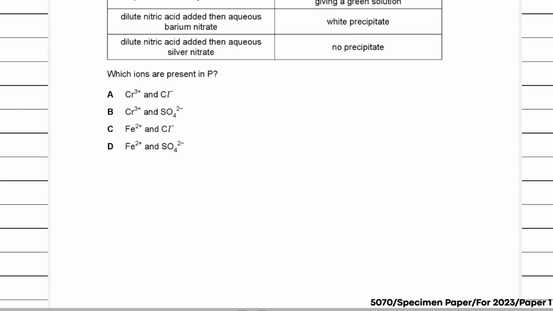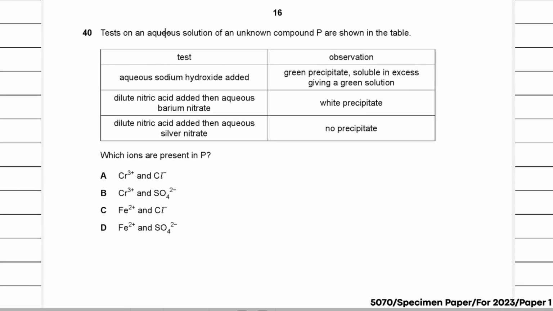Last but not least, for this entire paper, tests on an aqueous solution of an unknown compound P are shown in the following table. Which ions are present in P? So the test for aqueous sodium hydroxide: green precipitate soluble in excess to give a green solution. So this is a sign of chromium ions. Now you might be thinking, why not iron 2? Iron 2 gives a dirty green color. So this is definitely chromium.